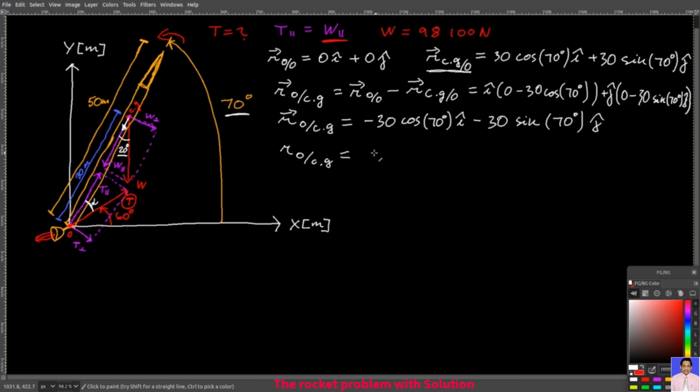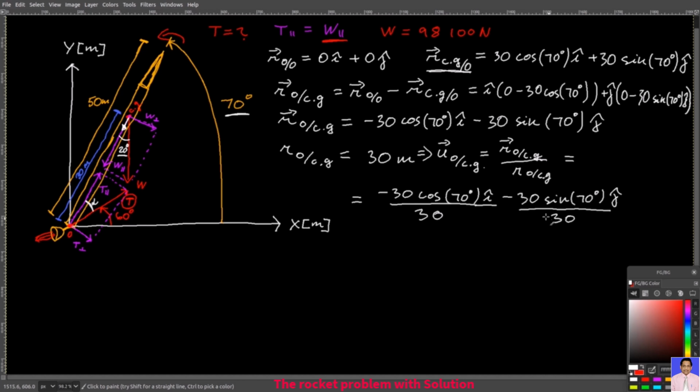Then the magnitude of this vector is 30 meters. You can see it even without calculations, because the distance from O to CG is 30 meters, which means that the unit vector, O with respect to CG, is this one. In other words, what you have is this one here. You can cancel out all these 30s here, and so in the end, this is your unit vector in the direction of O with respect to CG. So it's this unit vector here.